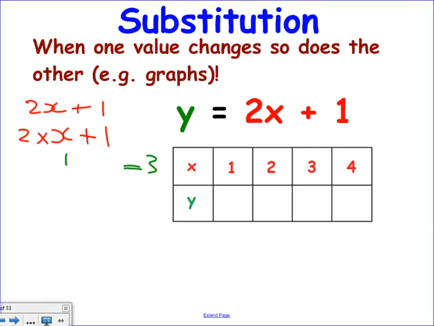Okay? Let's do the next one. I put a value of 2 in for x. I get 2 times 2, which is 4, plus the 1 is 5. So my 1, when I put 1 in I get 3, 2 in I get 5, 3 in I get 7, and then you go and plot your graph. Okay? So can you see how substitution works? You can put in a value and it throws another value out. Okay? That's all substitution is.